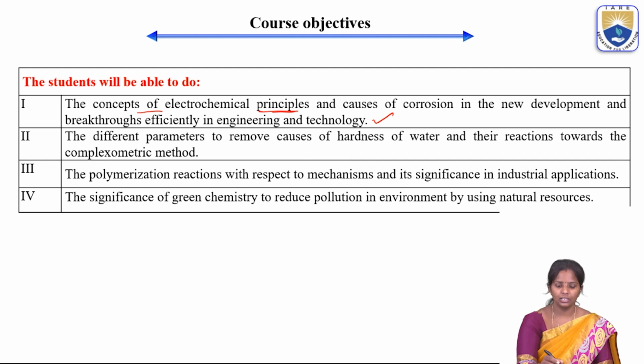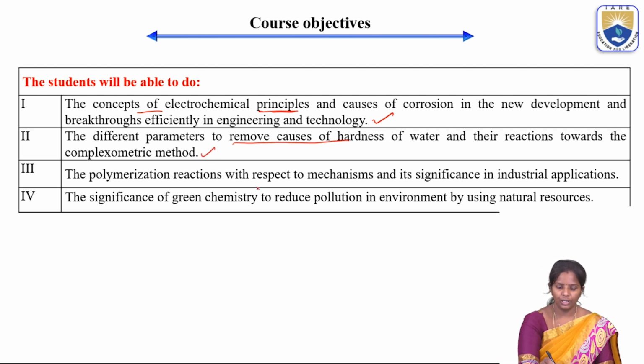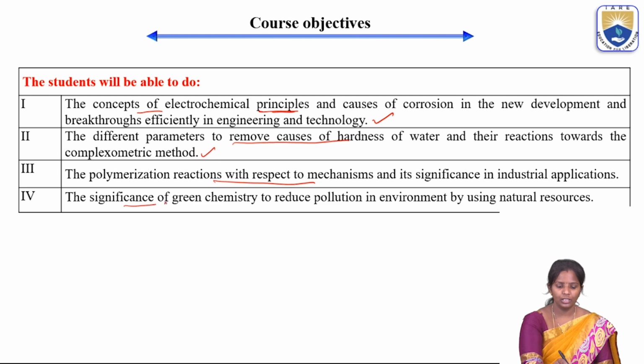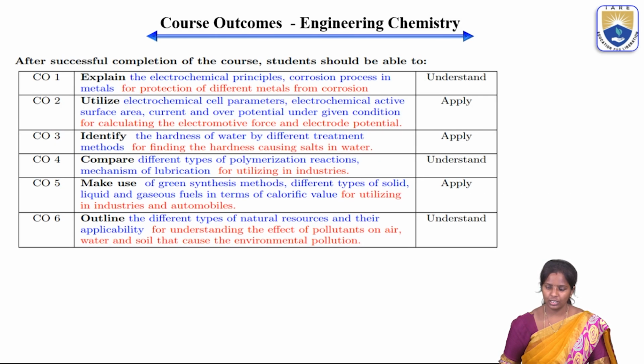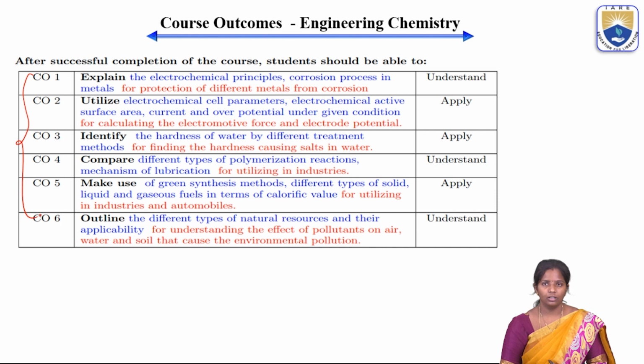Then the second one is the different parameters to remove hardness of water and the reactions towards complexometric titrations that are used. Then the third one is the polymerization reactions with respect to mechanisms and significance in the industrial applications. The fourth one is the significance of green chemistry in reducing the pollution by using natural resources. So these are the different course objectives that are being considered.